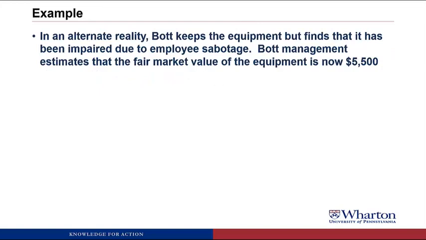Let's now look at how to do a journal entry for an impairment. And let's say that instead of Bot selling the piece of equipment as we saw before, in an alternate reality, Bot decides to keep the equipment but finds that it has been impaired due to employee sabotage. The sales force is in there doing bad things at night when no one's looking. So Bot management now goes through the 3 steps, and they find they have an impairment, and they estimate that the fair market value of the equipment is now $5,500.